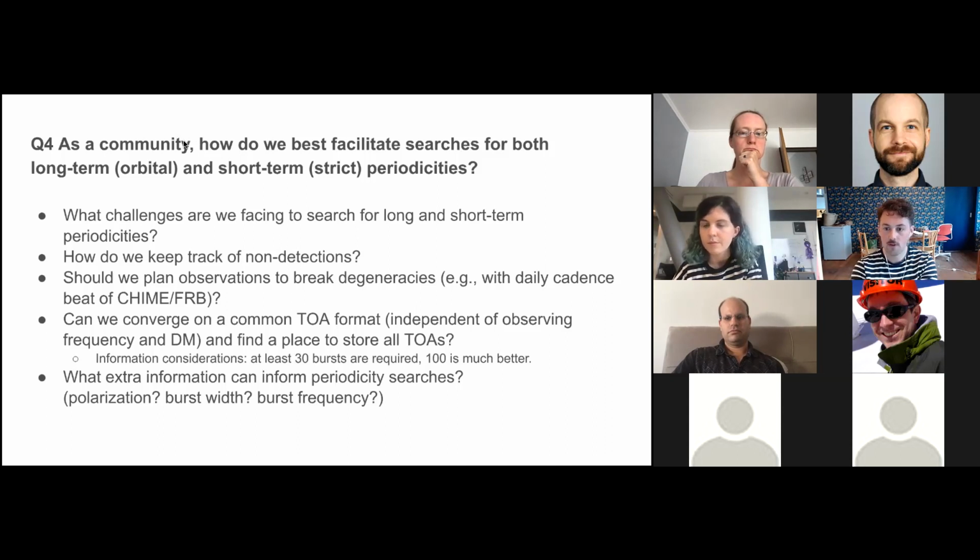Navin, you have your hand raised. Yeah, thanks. A very nice question. I was wondering if CHIME requires all its antennas for performing FRB searches, or if its antennas can be split and FRBs can be searched with different properties, but different antennas. For example, with different DMs or so.